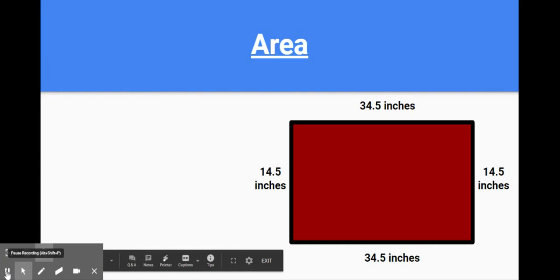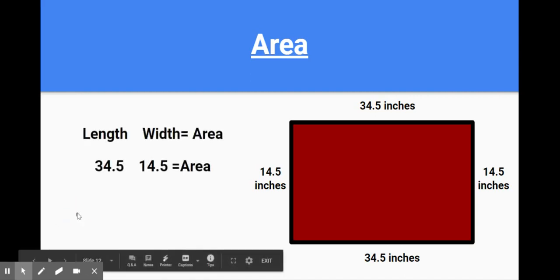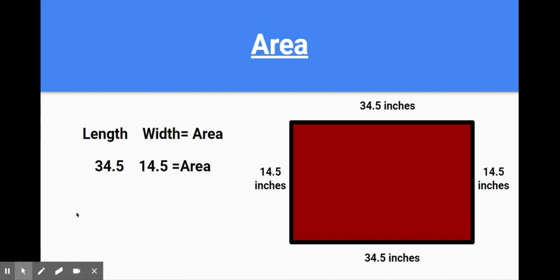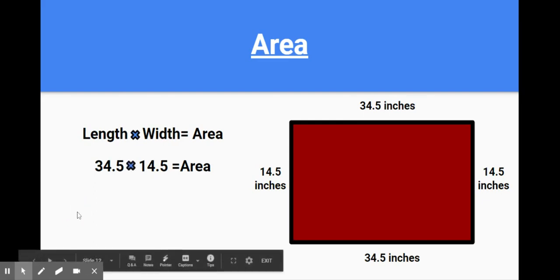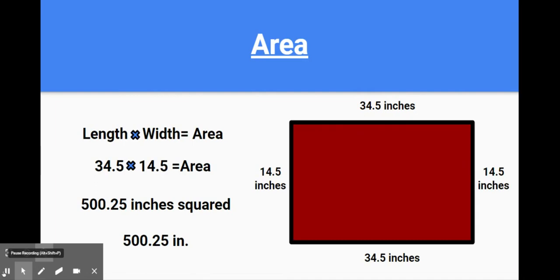All right, we're going to look at the same rectangle from our previous problem. To find the area of this rectangle, we're going to multiply the length times the width. So we're going to multiply 34 and 5/10 times 14 and 5/10. And that's going to give us the area, or the space inside of this figure. All right, so pause your video and multiply the two numbers together. You should have gotten 525 inches squared.